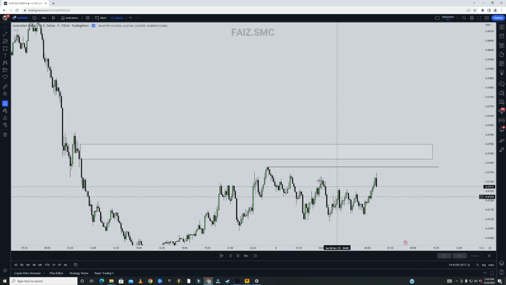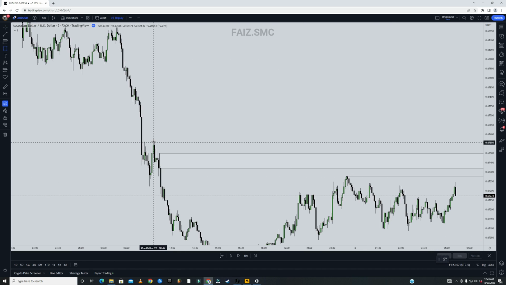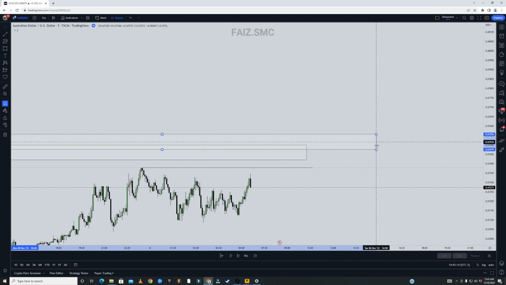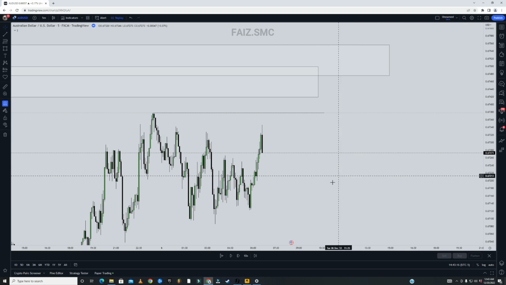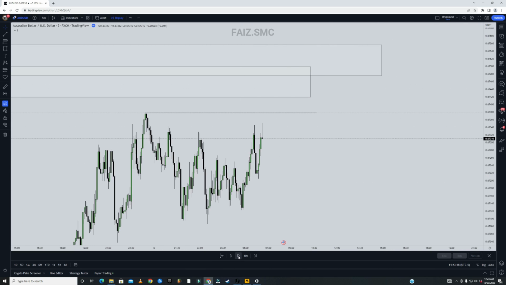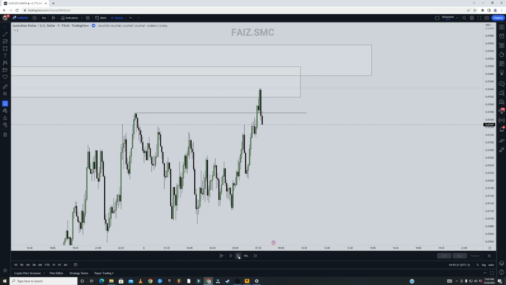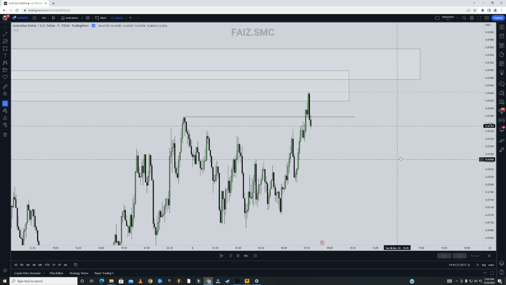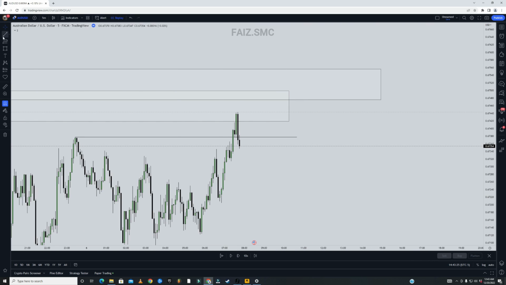So we have this, and we also have this extreme supply zone here. So we could mark this out as well. Now let's look for confirmation here. So we tap into this OB with fair value gap, right?